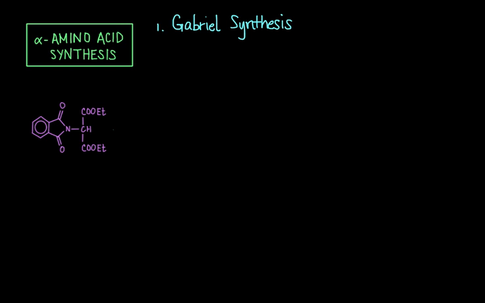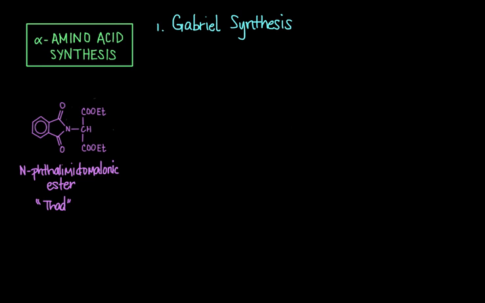In Gabriel synthesis, we begin with a molecule of what's called N-phthalimidomalonic ester. That's kind of a mouthful, so I'm just going to call this THAD. Alrighty, so here's our molecule of what I'm going to call THAD, and this is sort of the foundation upon which we're going to build our alpha amino acid.